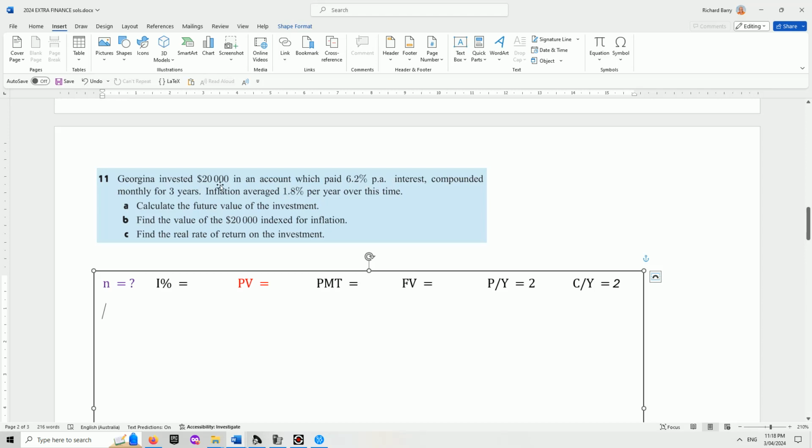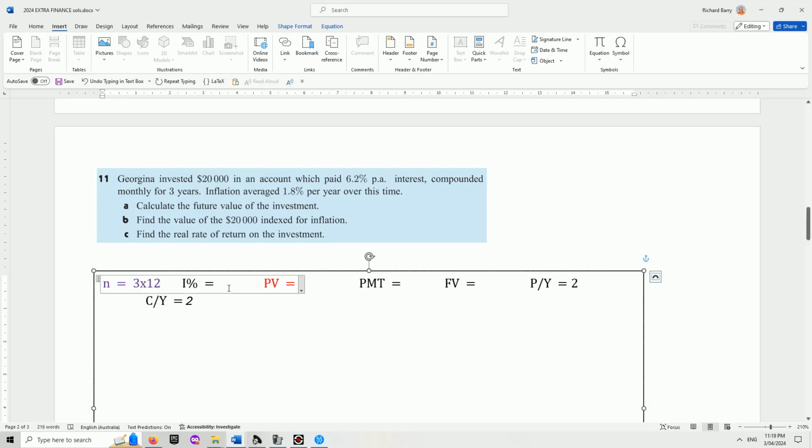3 years monthly, 3 times 12. Interest, 6.2%. Invested, minus $20,000. This question has no regular payments. Not a loan. Part A, calculate the future value. This is what I'm looking for. And monthly, P/Y is going to be 12, C/Y is going to be 12.